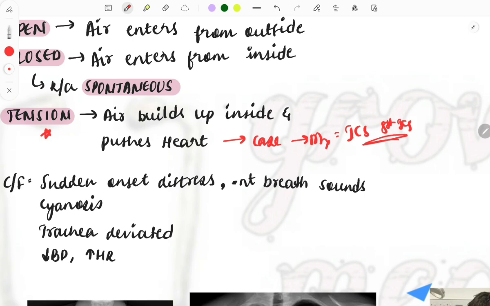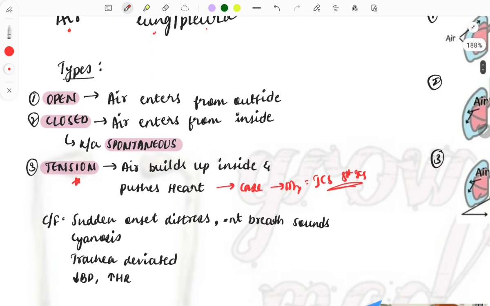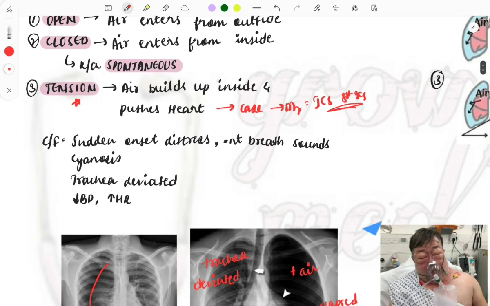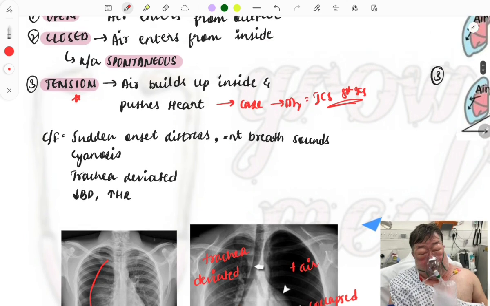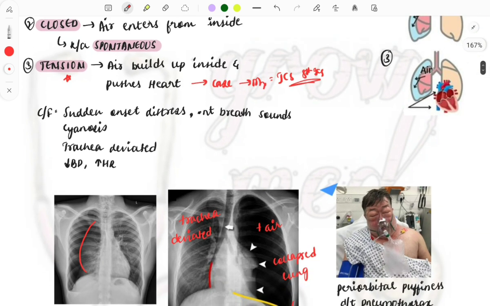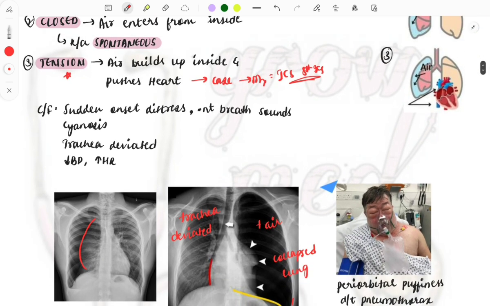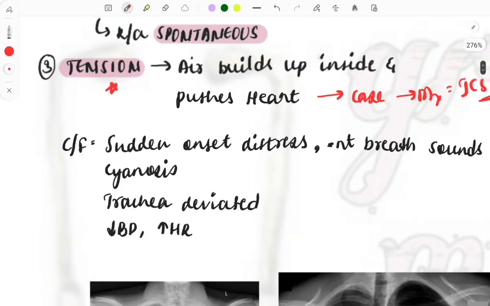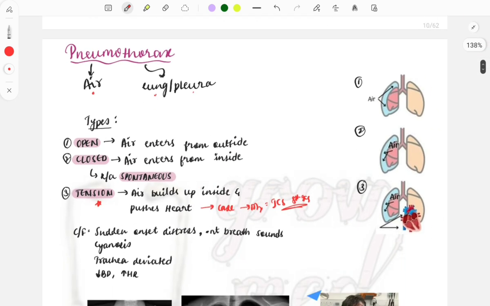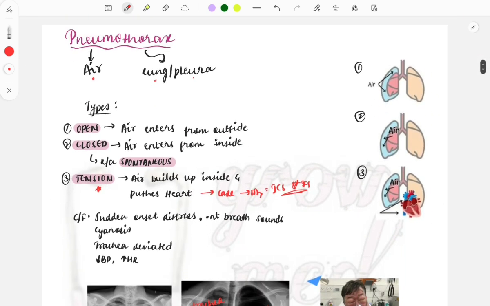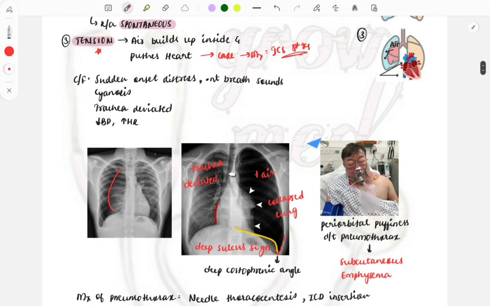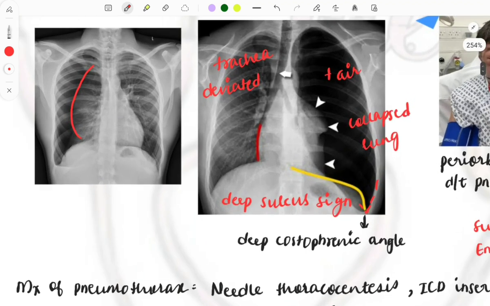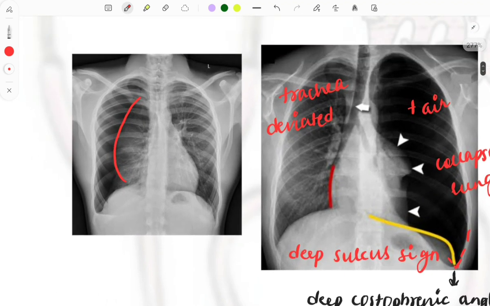So just remember this one right now for tension pneumothorax, because it comes in integration with surgery and medicine as well. The clinical features will be described like sudden onset respiratory distress, absent breath sounds, cyanosis, tracheal deviation, hypotension, and tachycardia. These things will be described in the clinical case, and they will ask what is the diagnosis, or the investigation or management of choice, and an x-ray can also be asked in integration with radiology, giving the chest x-ray.